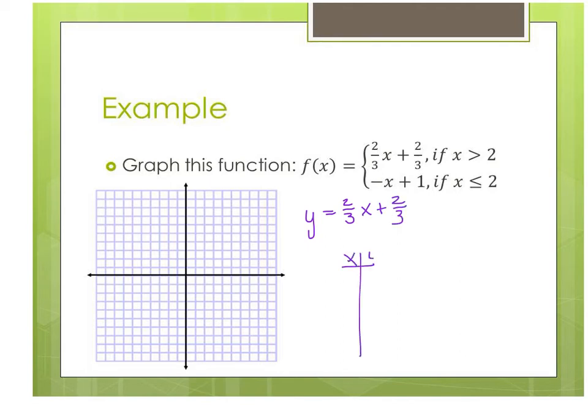I'm going to start the table at 2. If I put in 2, I get 4/3 plus 2/3, which is 6/3, which is 2. But that is not a point on this line because this line cannot be equal to 2. I started at 2 because that's my boundary. So at (2, 2), I'm going to do an open circle. Then I want x's that are greater than 2, so I'm going to go to 3, and that gives me 2 2/3. And then maybe I go to 6, and at 6, that's going to give me 4 2/3.